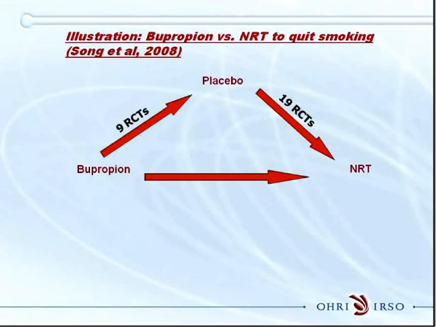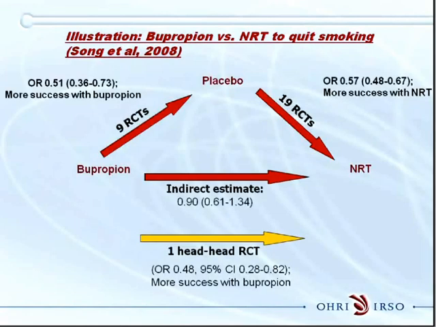So here's an example of this notion based on work by Fuji and Song. We can think about comparing bupropion versus nicotine replacement therapy for smoking cessation. So what I've shown you here is we have 9 placebo-controlled trials for bupropion and 19 for nicotine replacement. So the notion is we could compare these two treatments indirectly using placebo as our link. For the moment, we will imagine we don't have any head-to-head information.